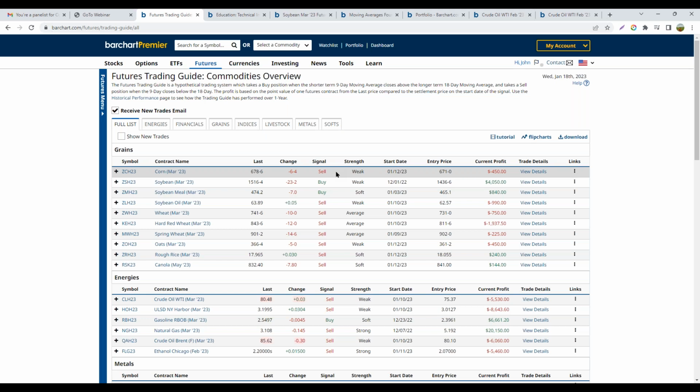The start date, the crossover, when those two moving averages cross over, the entry price, the settlement price on that signal day, and our current profits. In this case, you can see that red is bad, that's a loss, and green is good, that's a positive. And then trade details, or detail view.